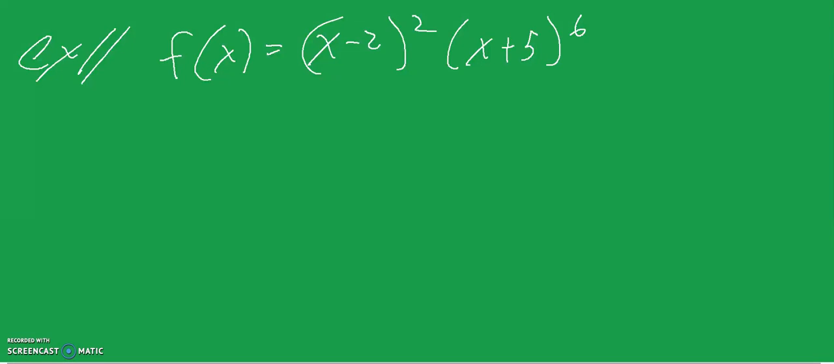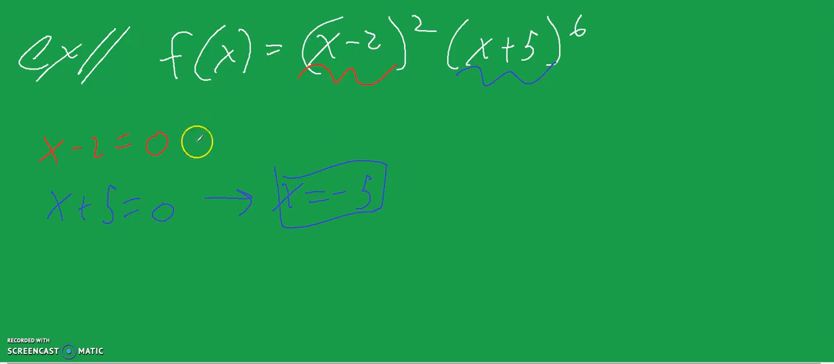So I have one factor here of x minus 2 and another factor of x plus 5. And I want to find the zeros of this polynomial f. An easy way to do that is to set both of these factors equal to 0 and solve for x. So I get x minus 2 equals 0 and x plus 5 equals 0. Now, if I solve this bottom one first, I'll get x is negative 5.